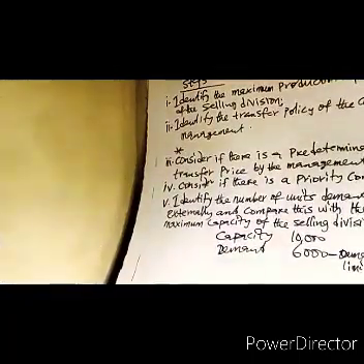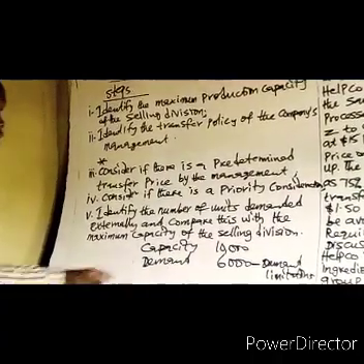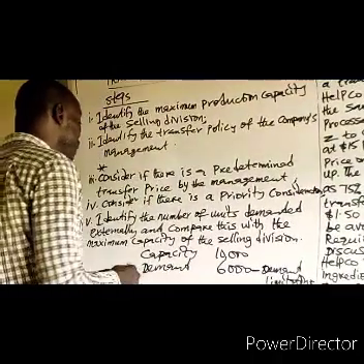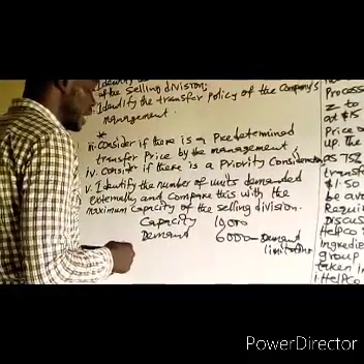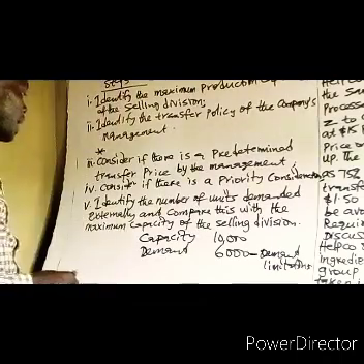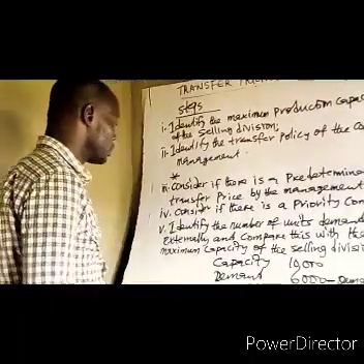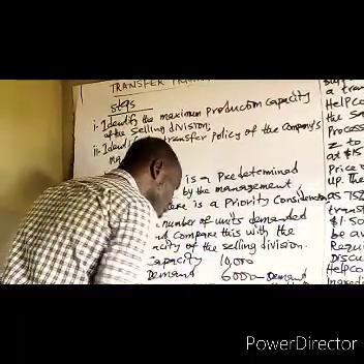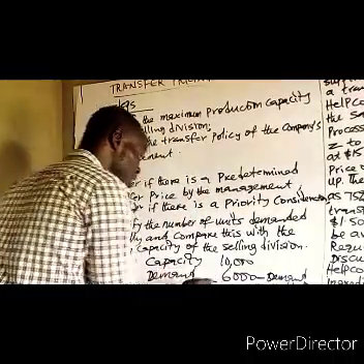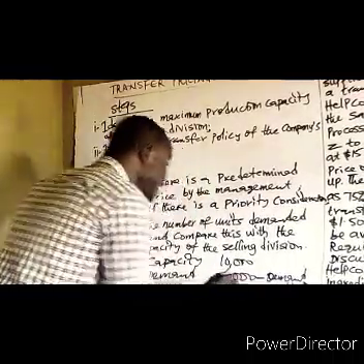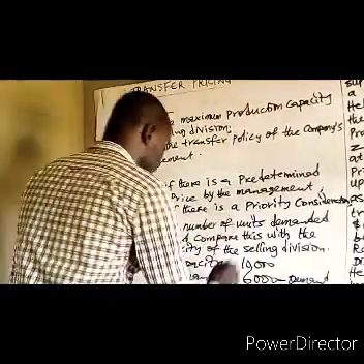Where that is the case, you apply a cost-based approach. But where an external intermediate market exists for the selling division's product, you use the market-based approach, where the external intermediate market exists for all the selling division's products. So if the capacity is 10,000, as I've said, and the demand is 6,000, that means there is a demand limitation. So anytime there is demand limitation, you are going to use the opportunity cost.